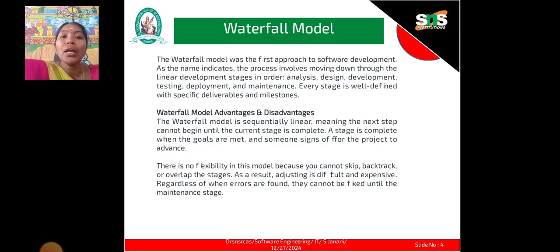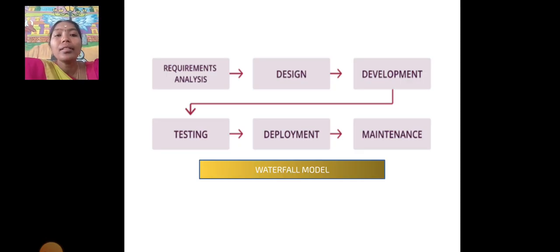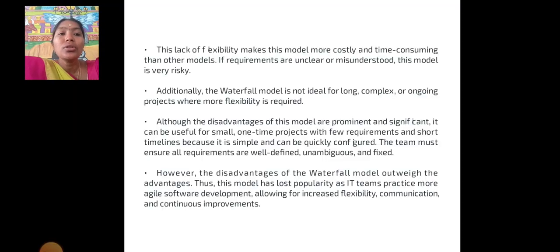Some disadvantages of the project: there is no flexibility in this model because you cannot skip, backtrack or overlap the stages. As a result, adjusting is difficult and expensive. Regardless of when errors are found, they cannot be fixed until the maintenance stage. This is the waterfall method: requirement analysis is completed, then design, development, testing, deployment, maintenance. So the lack of flexibility makes this model more costly.